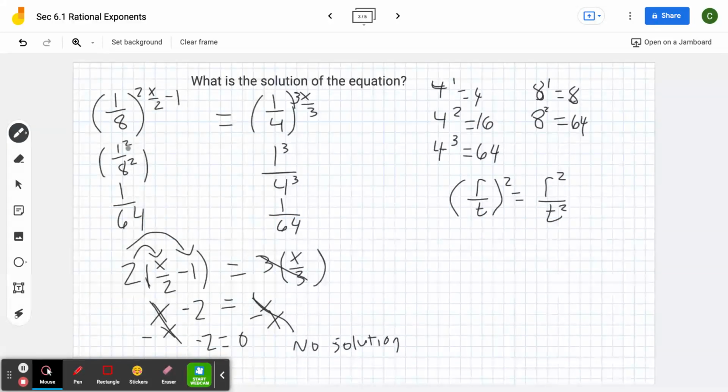The main key point to this problem is to realize, okay, if I square the fraction, then I'm going to have to square the numerator and denominator, which gives my denominator to be 64. Over here, if I cube 1/4, I cube the numerator and the denominator. That gives me 1 over 64. So our bases match. And so I had to cube this fraction, so 3 times what we had before. And then over here, I had to square this fraction, so 2 times what we had before. And when we actually set them equal to each other, we found out that there's actually no solution for this. So that's quite interesting.